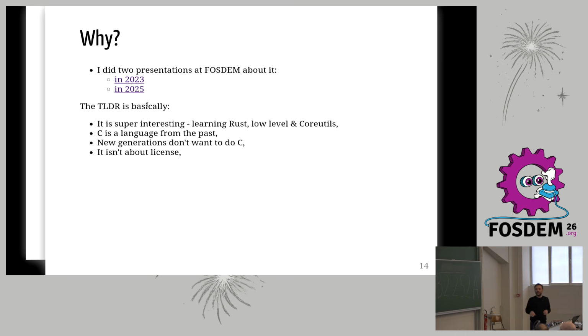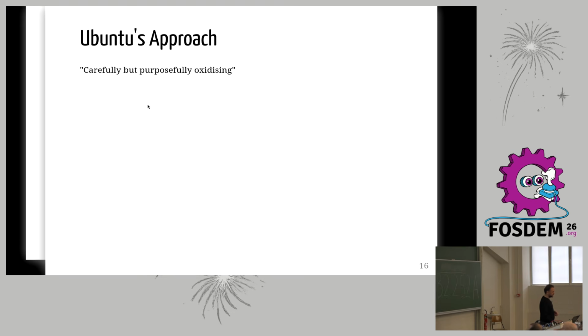Disclaimer, it's not about license. I don't want to talk about MIT versus GPL. It's not a debate that is interesting to me. I know that some people are very passionate about that, but I'm not. As long as it is Debian compliant, I'm happy. And Rust is amazing for plenty of things, and I will go back to that in the next slide.